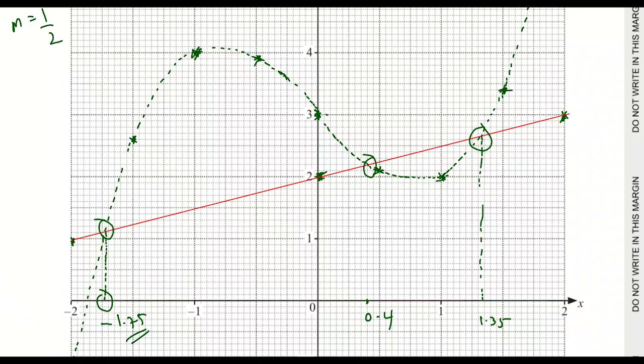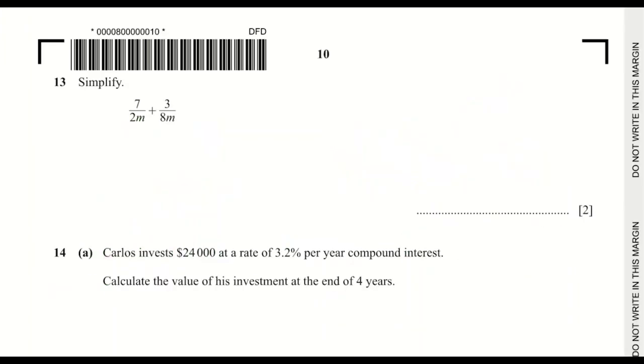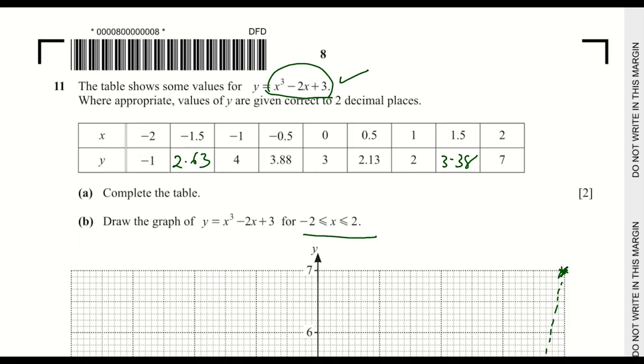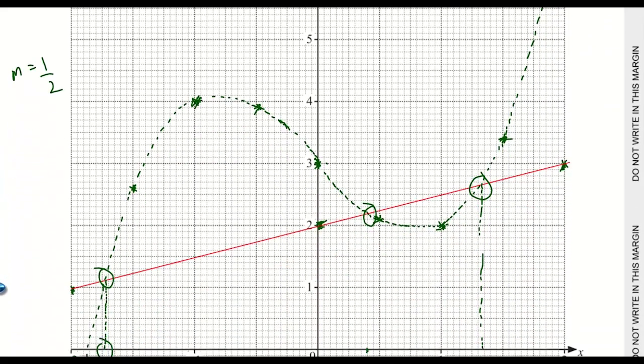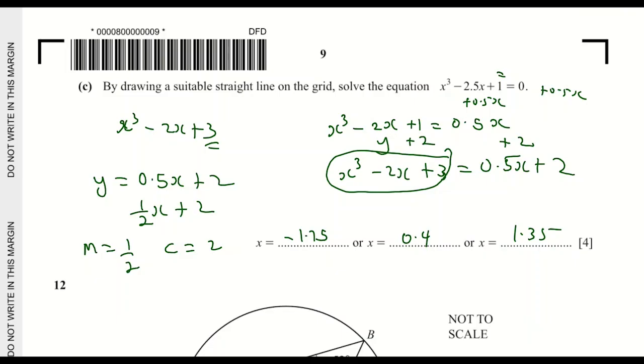So these are the answers. We have negative 1.75, the other gave 0.4, and the last one 1.35. So these are the values. I think it should be the previous one. Yeah, you get it from the graph. Good. So let's go to the next question. That's question 12.